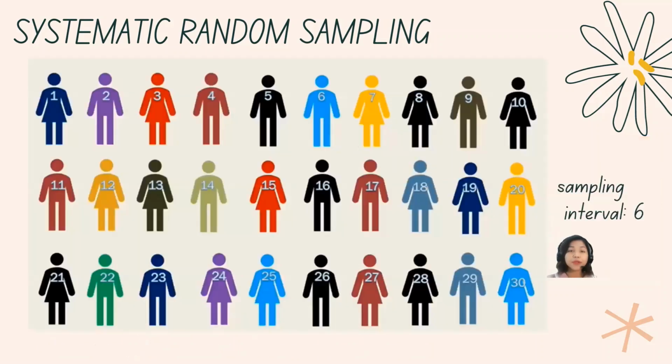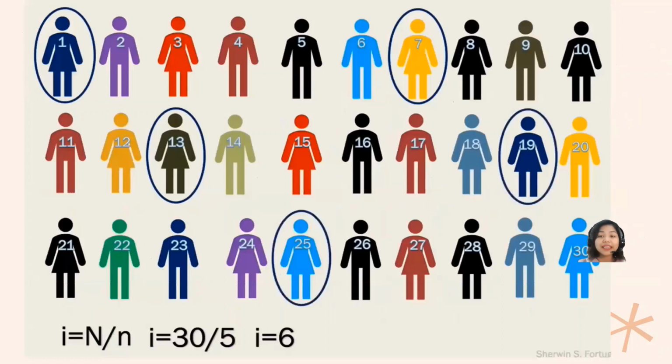Let's have this. So, we have 30 individuals in the population. So, our required sample size is 5. So, we need to divide 30 over 5. The answer is 6. Ibig sabihin, every 6 po na individual ang ating gagamitin para maging part po ng ating sample. So, ito yung, kunwari nag-start ako sa 1. So, ito yung first, ito yung pang 6, di ba? 1, 2, 3, 4, 5, 6.